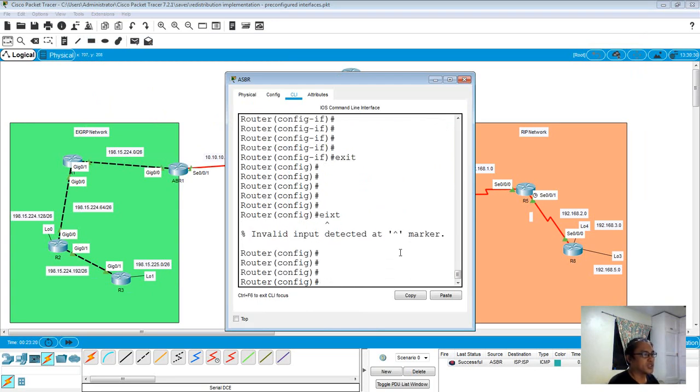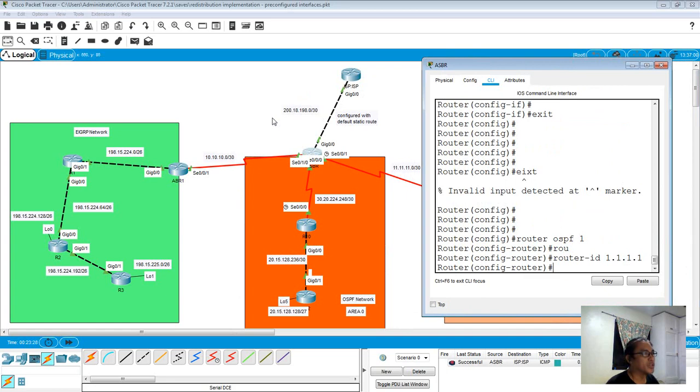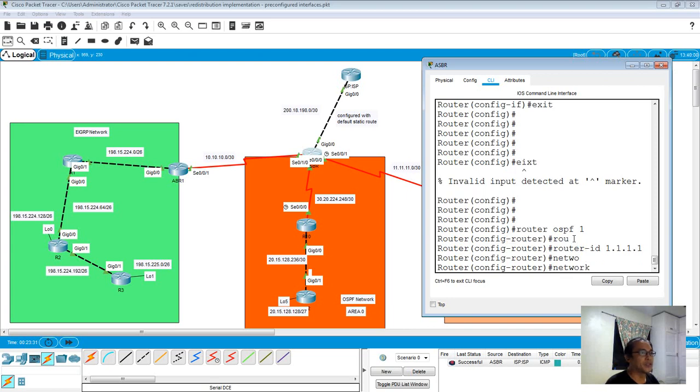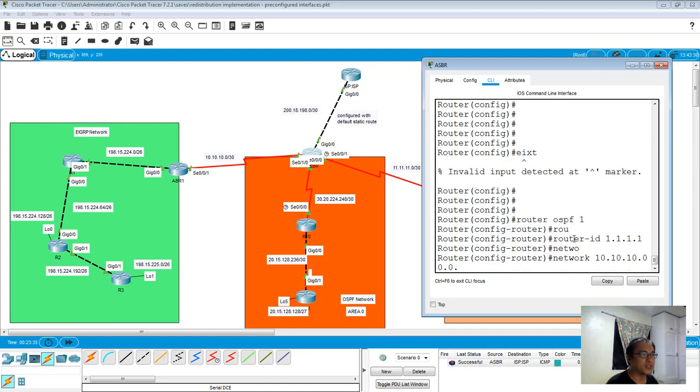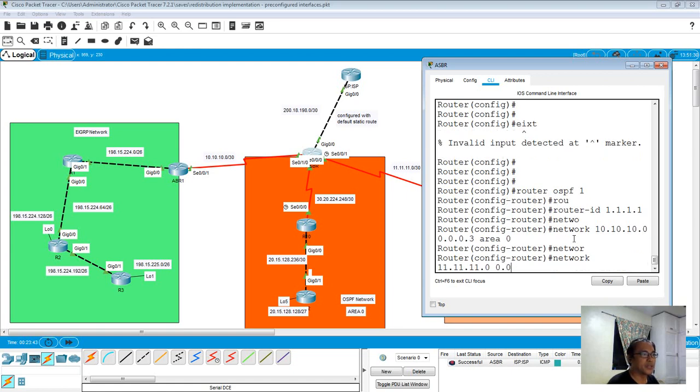So on this router, router OSPF 1, then router ID 1.1.1.1. Then we are going to include all the networks which are directly connected to this router. So we have network 10.10.10.0 with a wildcard mask of 0.0.0.3, then area 0. Then we have the network 11.11.11.0 with a wildcard mask of 0.0.0.3 at area 0.